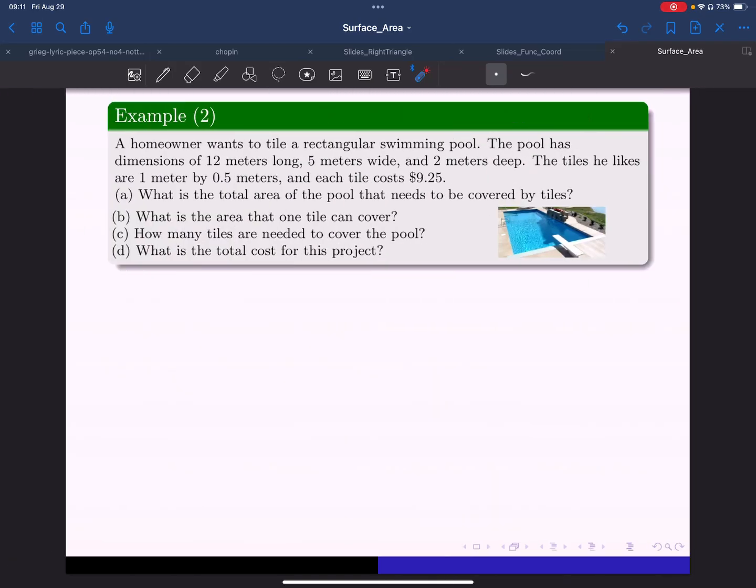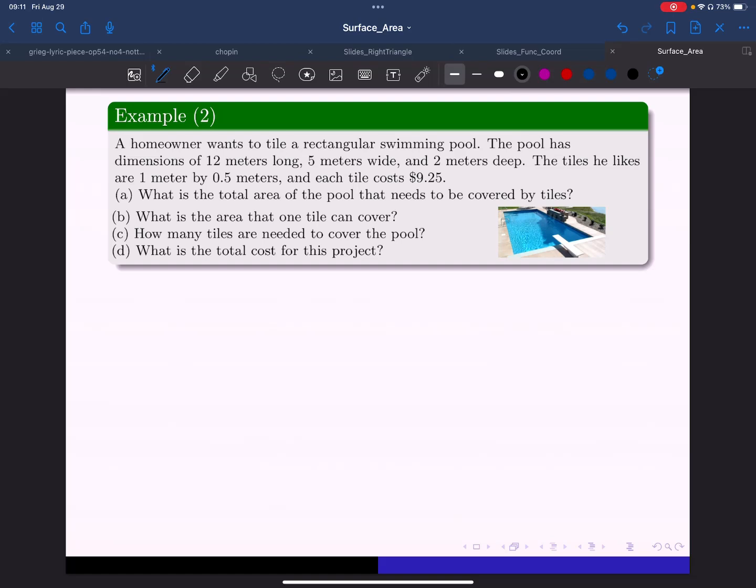Example 2. A homeowner wants to tile a rectangular swimming pool. The pool has dimensions 12 meters long, 5 meters wide, and 2 meters deep. The tiles that the owner likes are 1 meter by 0.5 meters, and each tile costs $9.25. What is the total area of the pool that needs to be covered by tiles, and what is the area of one tile, and so on?